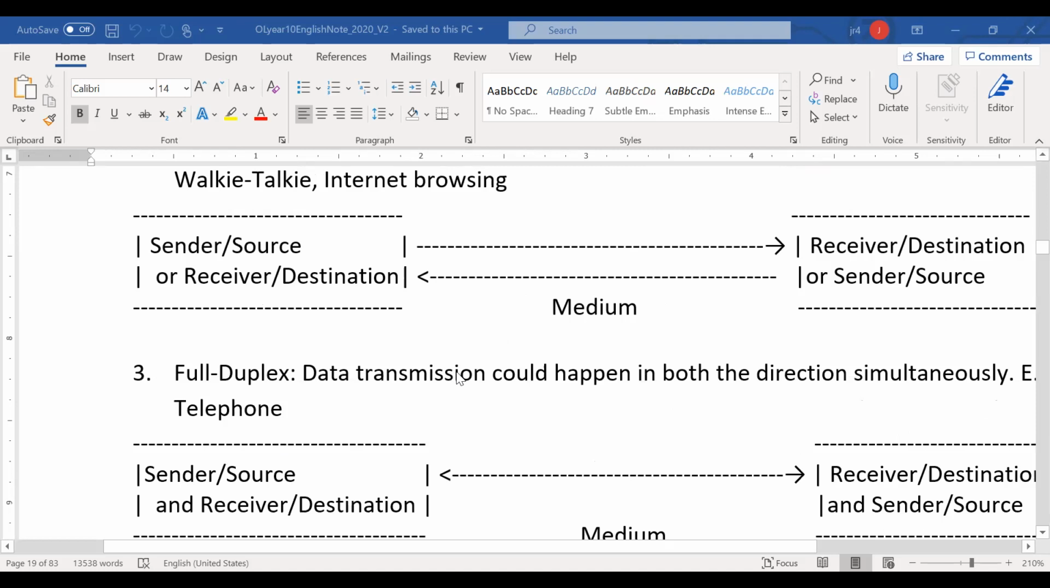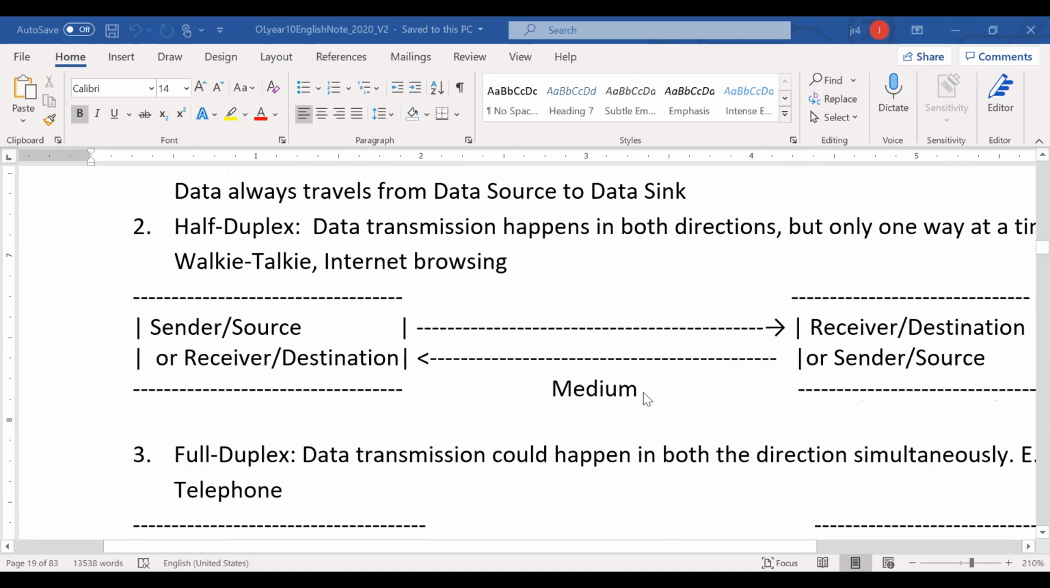And the final one we call full duplex. The data transmission happens in both directions at the same time, right? For example, let's say someone is scolding you. You can go for half duplex, meaning the first person scolds you, you listen, and after that you start scolding him, let's say. That's called half duplex.